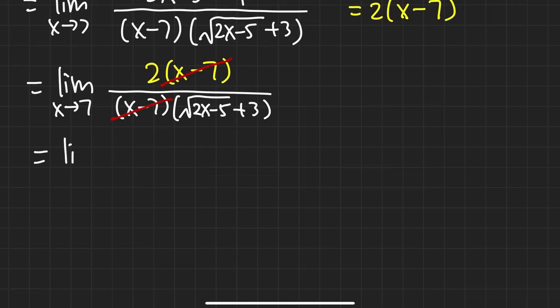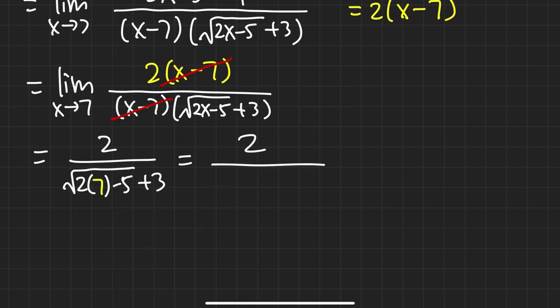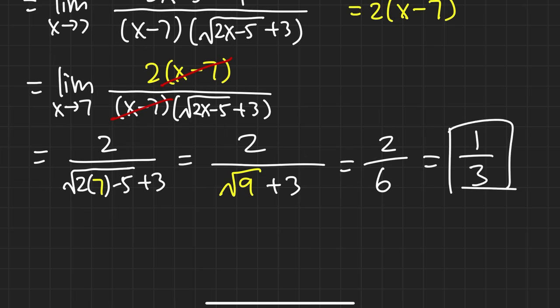And then finally, plugging 7 into the x. So this is, whoops, no more limit, because when we plug in for the answer, no more limit. So 2 over square root of 2 times the x, which is 7, and then minus 5, and then plus 3. So the top is 2, the bottom is, okay, 2 times 7 is 14, and then minus 5 is 9. So square root of 9, and then plus the 3. So that's 2 over 3 plus 3, which is 6. So the final answer is 1/3. And that's it.